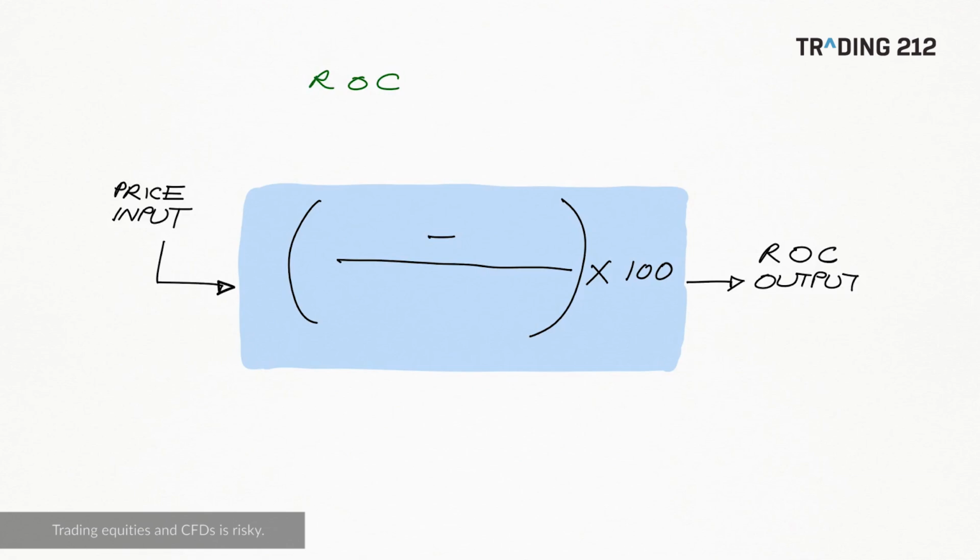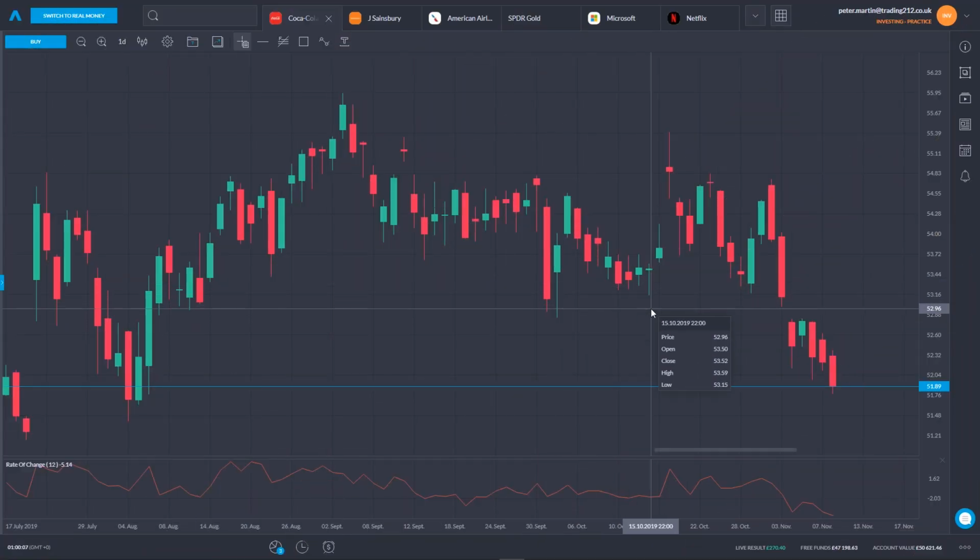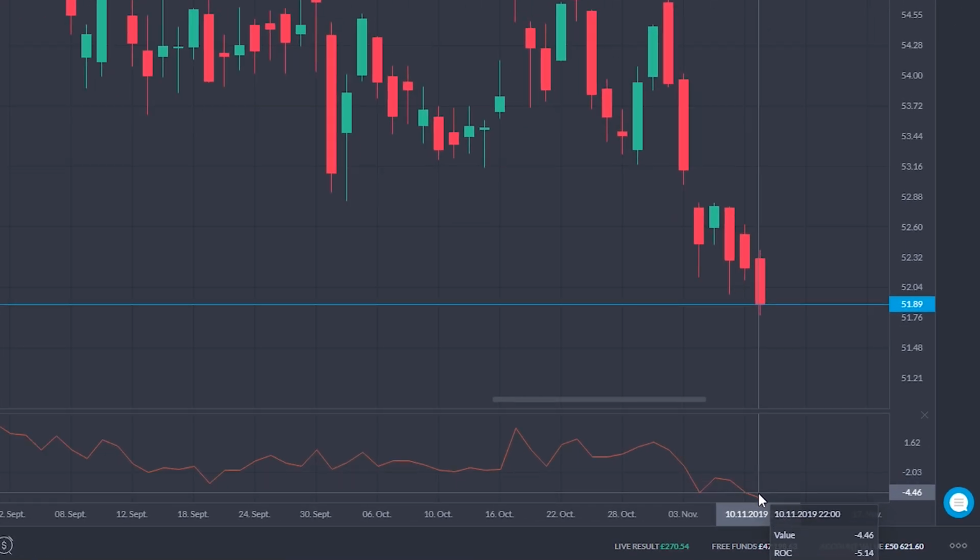So those are the numbers we'd work with. And if we plug those into the formula, then we get 51.89, the current price, minus the price 12 periods ago, which was 54.7, divided by that same price, 54.7, multiplied all through by 100, and the ROC output would be negative 5.14. And if we go back to the web app again and go to the oscillator at the bottom of the screen, we can see that 5.14 is the current value of the ROC.